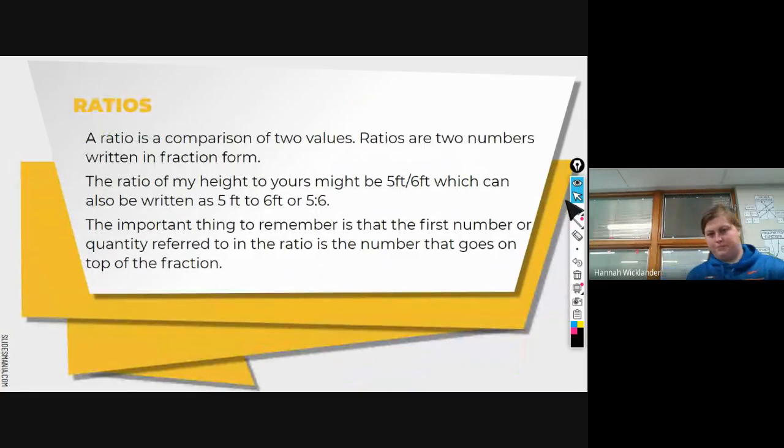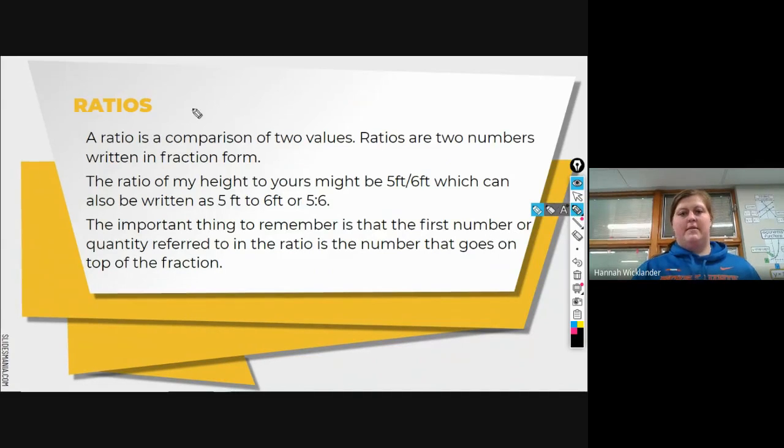A ratio is a comparison of two values. So earlier I had miles per gallon, so miles and gallons are two different measures, but here I'm doing two of the same. So height, feet, or I could have miles, or I could have gallons, or I could have yards, or I could have apples and apples. Like, it's comparing two of the same thing. Okay, so remember that. So the ratio of my height to yours might be 5 feet to 6 feet, which can also be written as 5:6 feet.